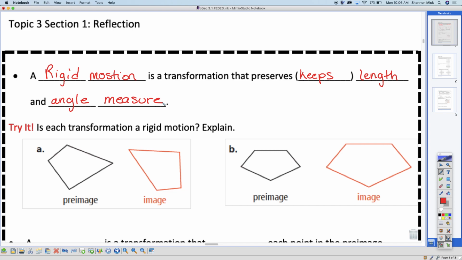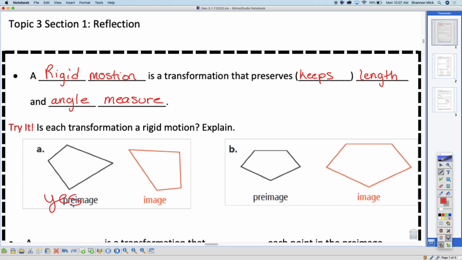So, is each transformation a rigid motion? No. Okay, A, is that? Pre-image means what? Like the before. Right, the before and the after. Okay, so is this before and after? Does it preserve it? If I reflected it and twisted it, then it'd be yes, right? But it didn't change the length of the sides and it didn't change the degree of the angles, did it? So this one is yes.